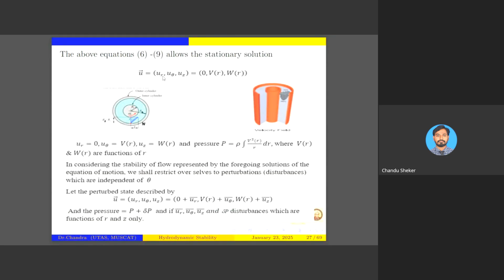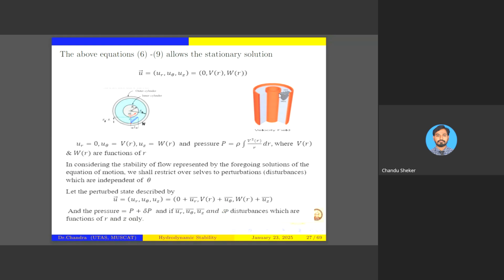We are assuming, and this is also an assumption only, that u bar is equal to (u_r, u_theta, u_z), and u_r we are taking as the basic velocity. This is the stationary solution. We are taking it as 0, and u_theta equal to V(r), and u_z equal to W(r).